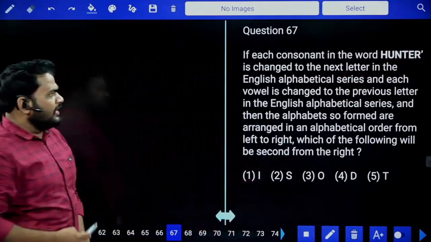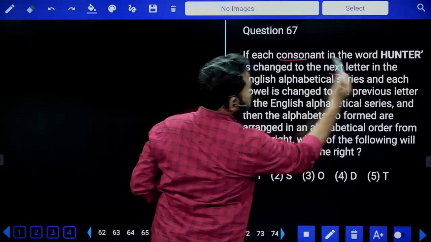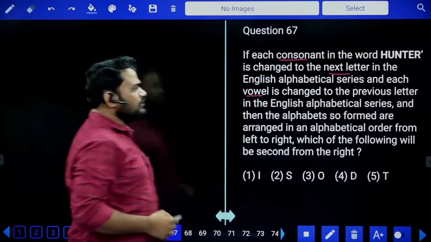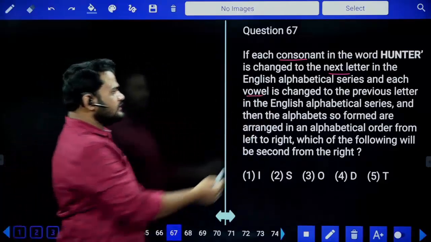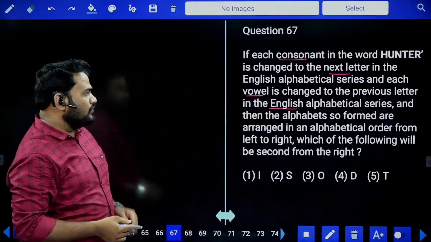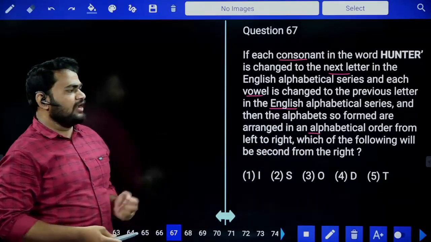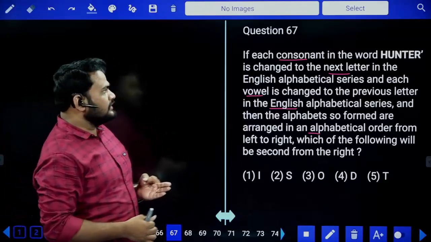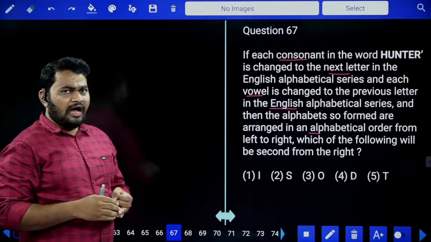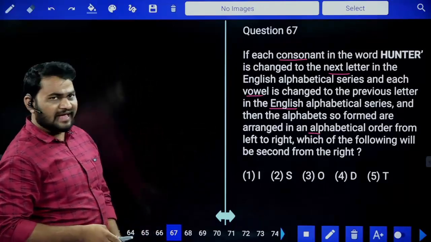If each consonant in the word hunter is changed to the next letter in the English alphabetical series, and each vowel is changed to the previous letter in the English alphabetical series, and then the alphabets so formed are arranged in alphabetical order from left to right, which of the following will be second from the right? So there are three conditions in the question: consonant has to be changed as next letter, vowel should be changed as previous letter, and then whatever new letters are formed, make them into alphabetical order.